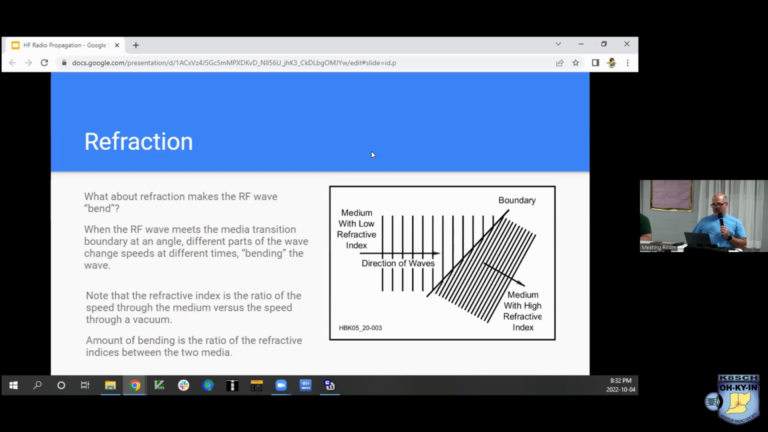So I'm thankful to the ARRL. I grabbed a bunch of their stuff from the handbook and put it in here because they do much better with the art than I do. So as you can see, you've got a medium with a low refractive index. The direction of the wave is hitting that boundary, so that change.